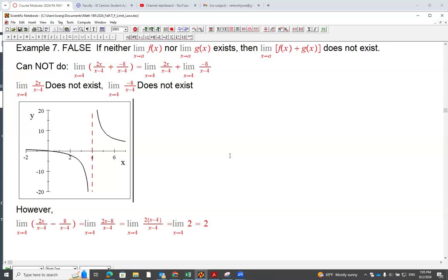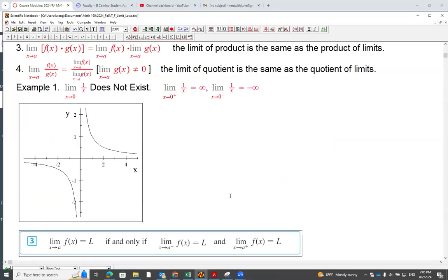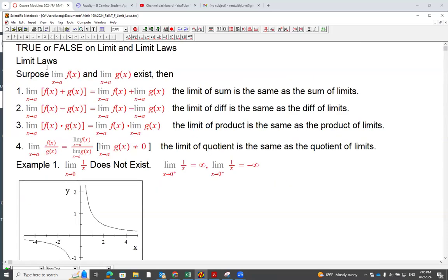So I hope that this clip explained to you what can be done, what cannot be done. When we apply limit law, we have to honor the requirement for the limit law application. If the limit law application conditions are not satisfied, we cannot apply limit law.